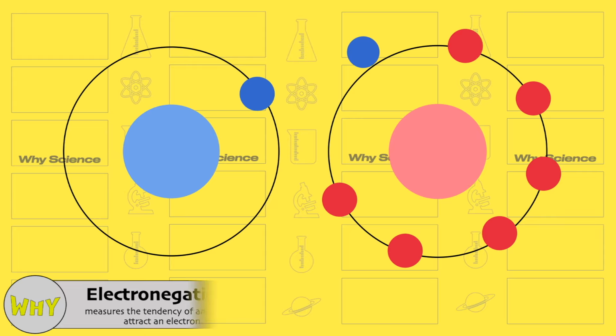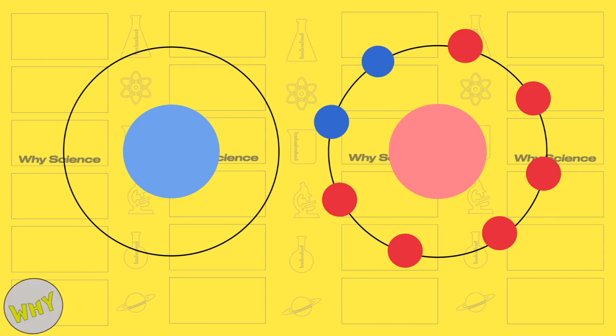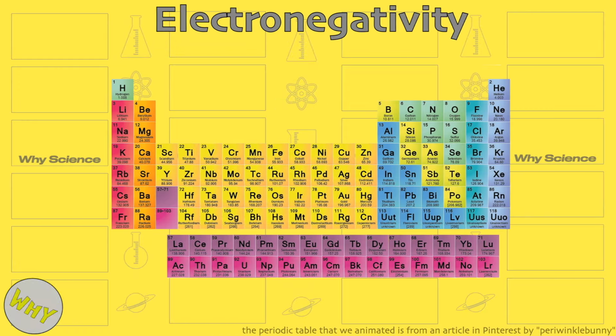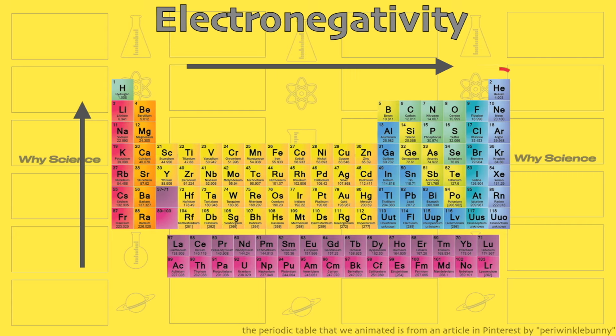Next is electronegativity. It is the tendency of an atom to attract an electron because atoms need a total of 8 valence electrons to follow the octet rule and become stable. Atoms become more electronegative as you go up and as you go right in the periodic table, but noble gases are exempted since they already have a full set of 8 valence electrons.